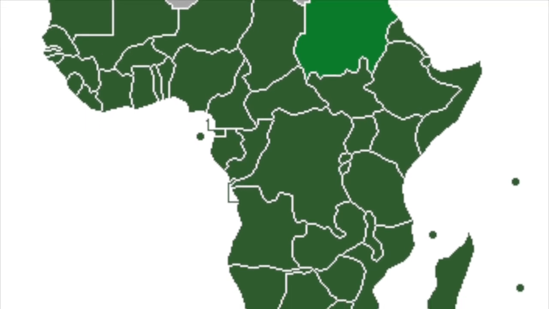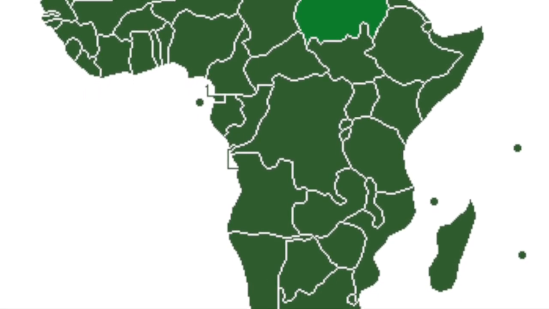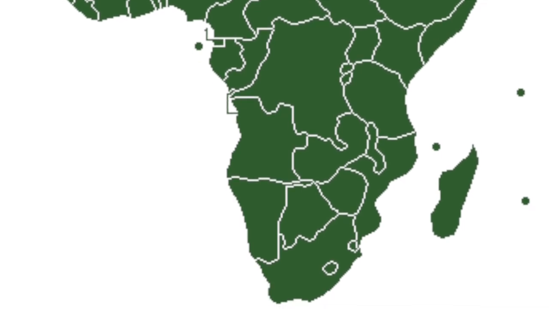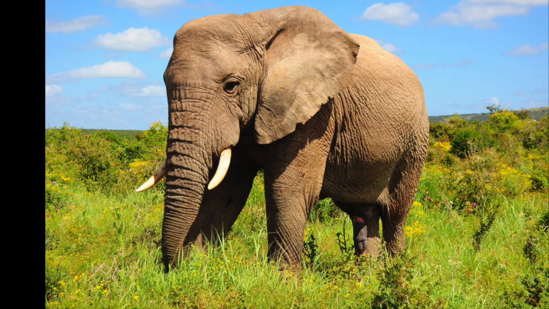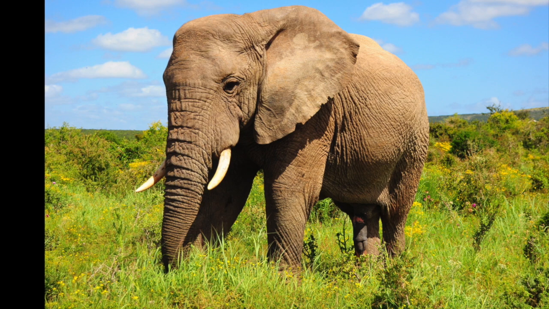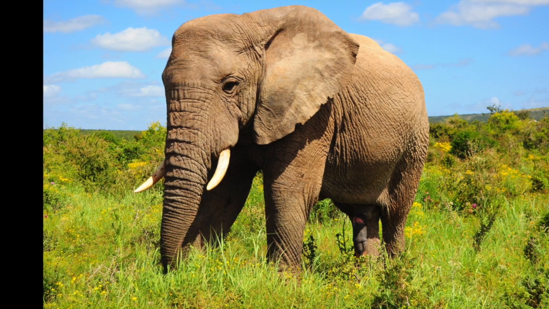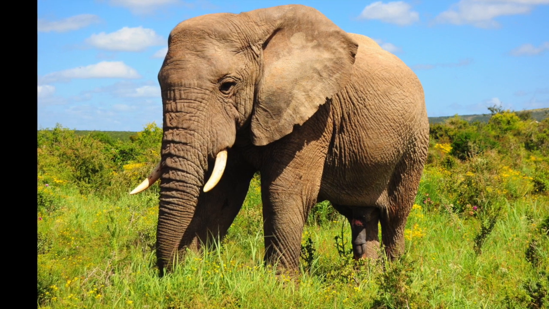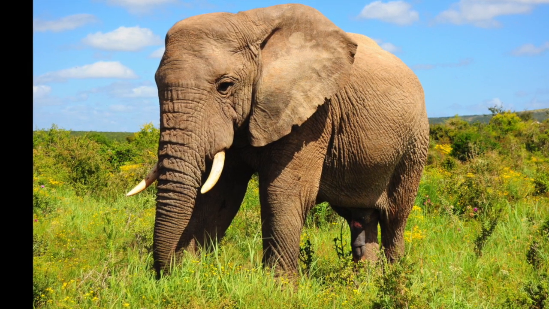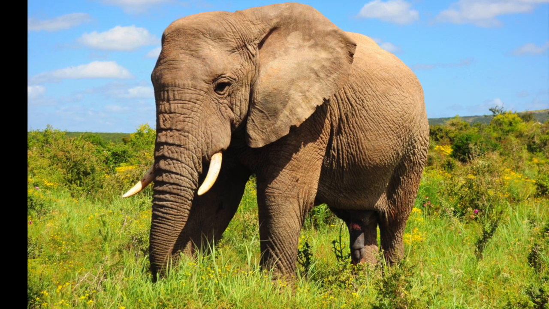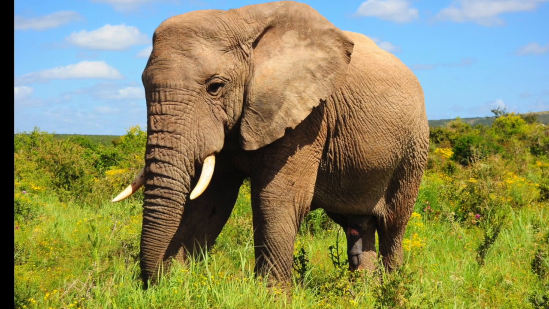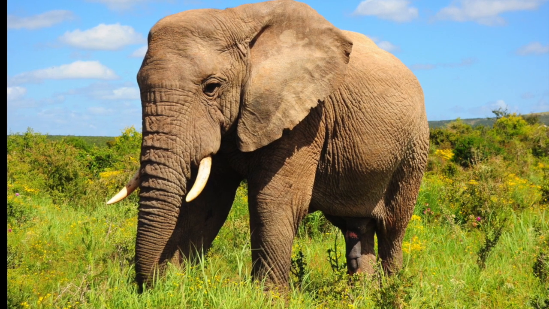So this consists of mostly dense forests and woodlands, but they are also found in some of the deserts throughout Africa as well. So just a few more important things to note about the African elephants. They are herbivores, which means that their diet mostly consists of grass, leaves, and fruits, and they can also get bark from trees. They are the largest of all land mammals, and their lifespan can reach up to 70 years.